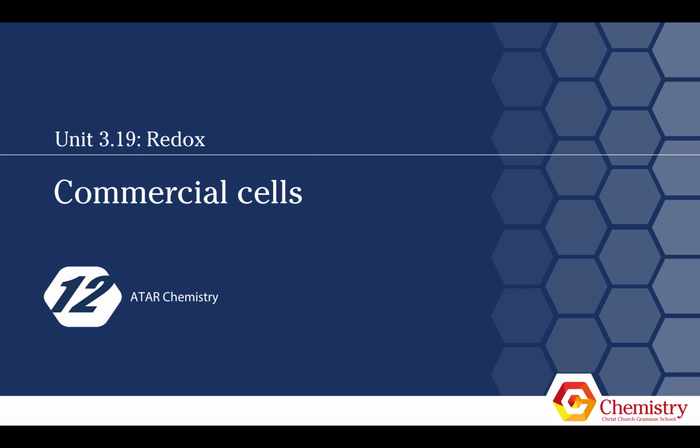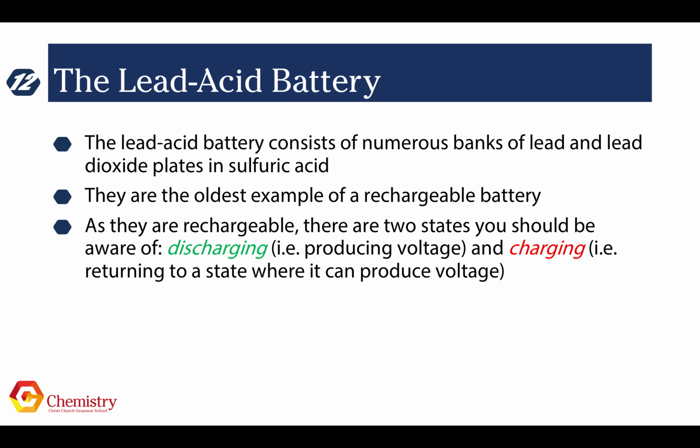Okay, so this screencast's about commercial cells, and it's part of the redox unit for year 12. The commercial cells that we need to look at are primary, secondary, and tertiary cells. So the lead acid battery is an example of a secondary cell.